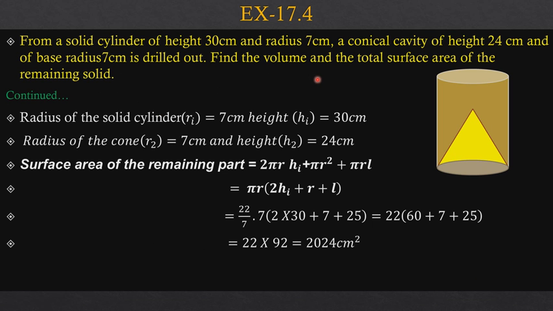Coming to the second part of the question, in the previous part when we were finding the volume, we had subtracted the volume of cone from the volume of cylinder. But now we should remember that when we are finding the surface area, the surface of the cone has now become the surface of the cylinder. So we need to find the surface area of the remaining part. That means the surface area of the cone is now part of the surface area of the remaining part, so that has to be added to the total surface.